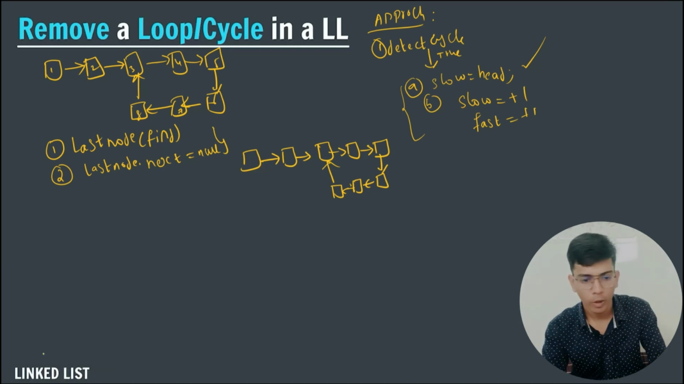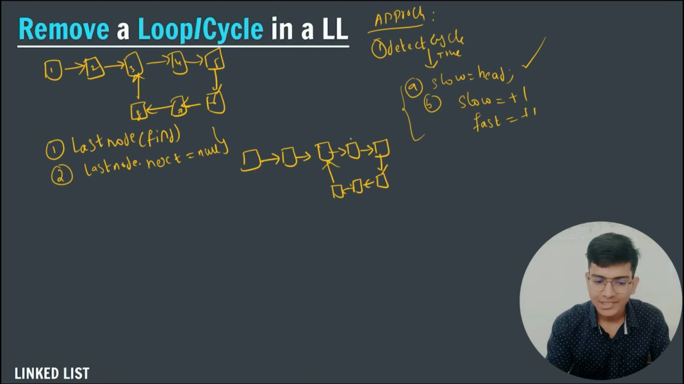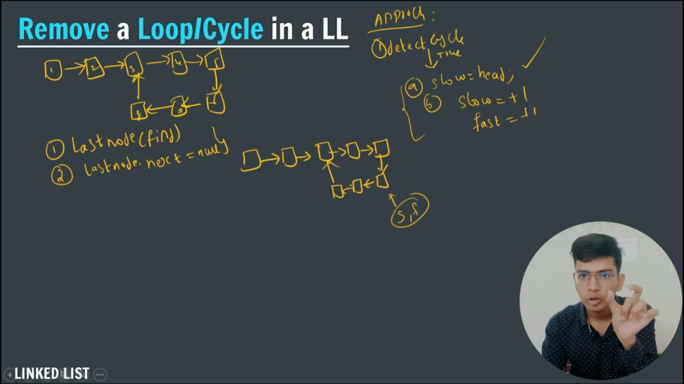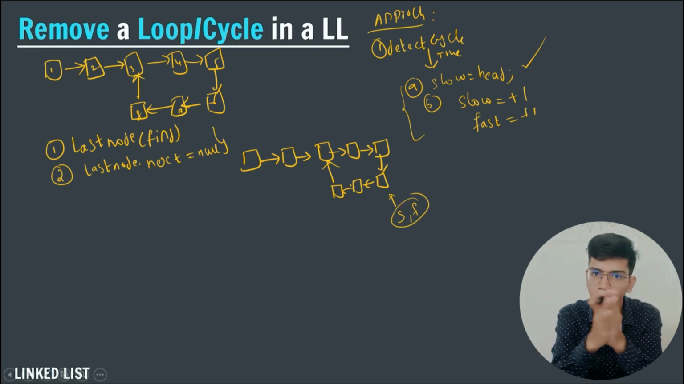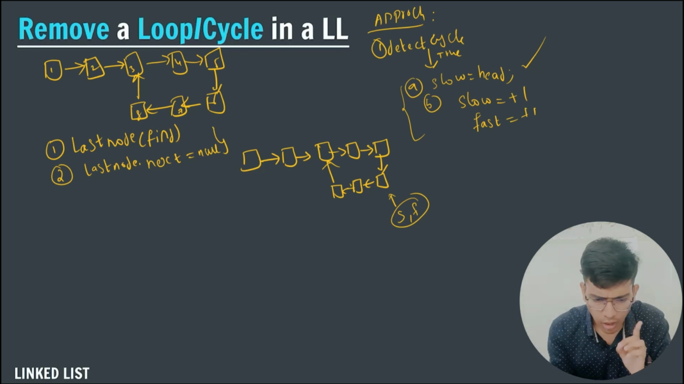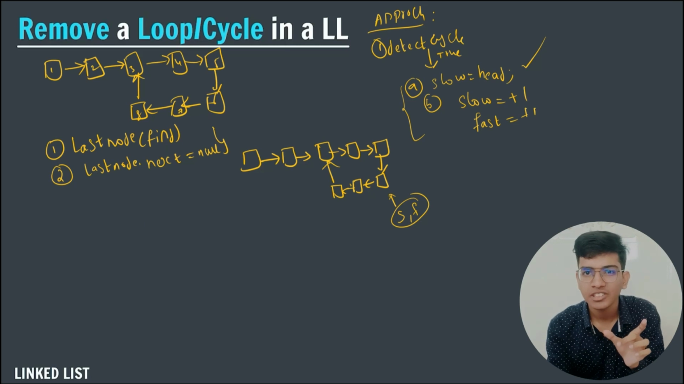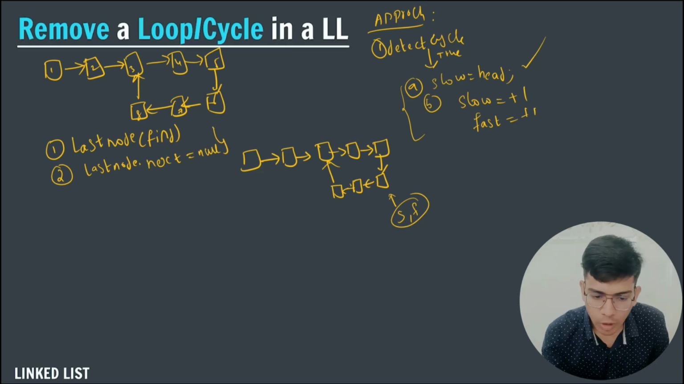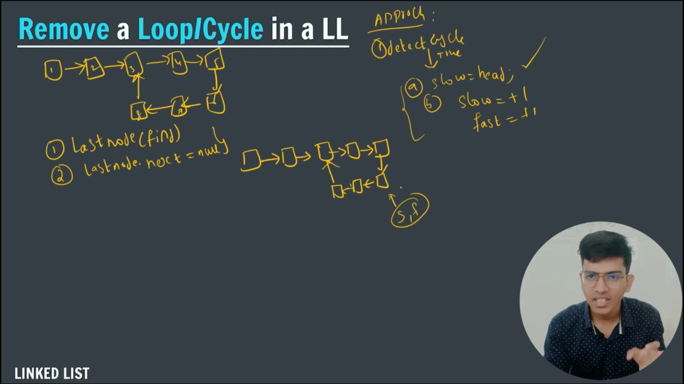Now let us consider that at this particular location, my slow and fast become equal. That is, the distance between slow and fast, slow minus fast, is equal to 0. So if the distance between slow and fast becomes 0, then there is a cycle. So I have found the cycle. I have confirmed that a cycle exists in my given linked list.